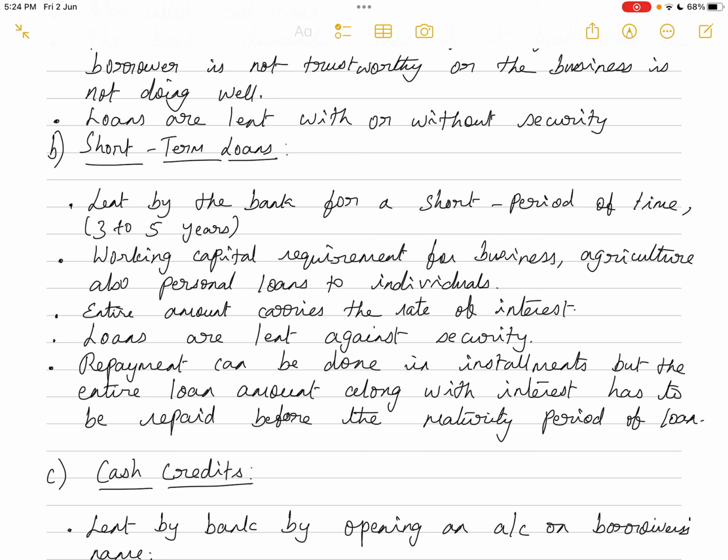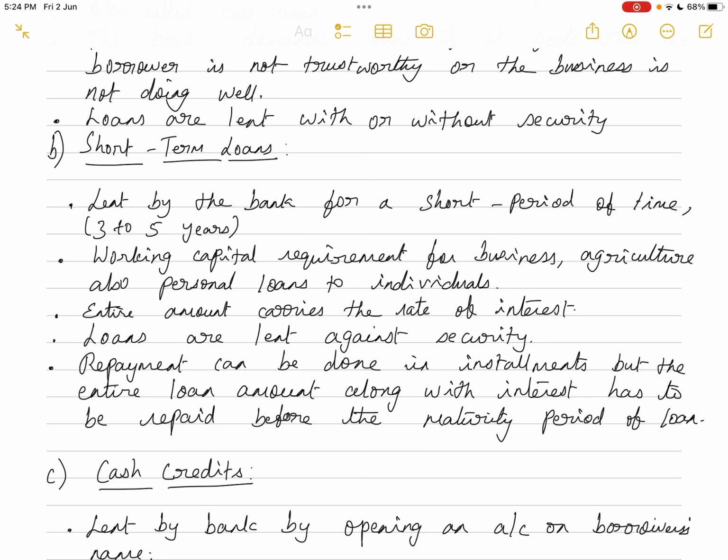So for the working capital requirement, and the banks can also lend to individuals in the form of personal loans. That is a short term loan. And the thing is, how much ever the loan amount is sanctioned, the entire amount is considered as a loan, and the entire amount carries the rate of interest, and the customer has to hypothecate or pledge the security. So these loans are lent against security, and the repayment can be done in installments, but the entire loan amount along with the interest has to be repaid before the maturity period of loan.